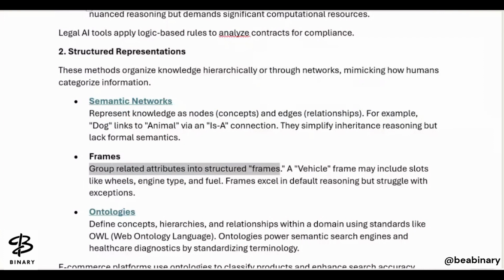Now related attributes will be grouped together, like a vehicle frame may include slots like the wheels, engine type, and the fuel. Frames excel in default reasoning but struggle with the exceptions here. So when we are talking about default reasoning, about understanding particular data in a particular grouping manner, then we are talking about frames here.